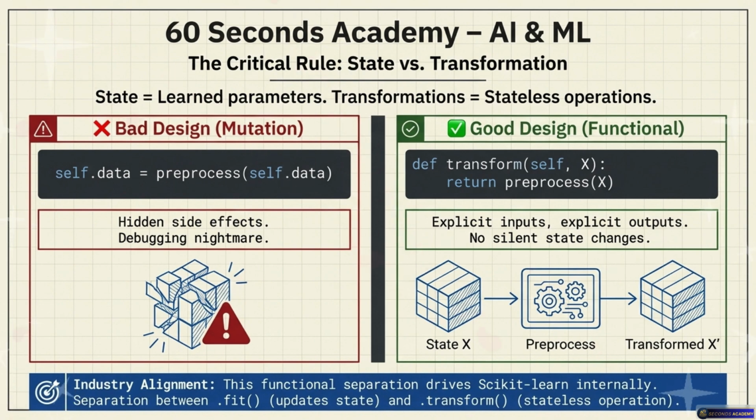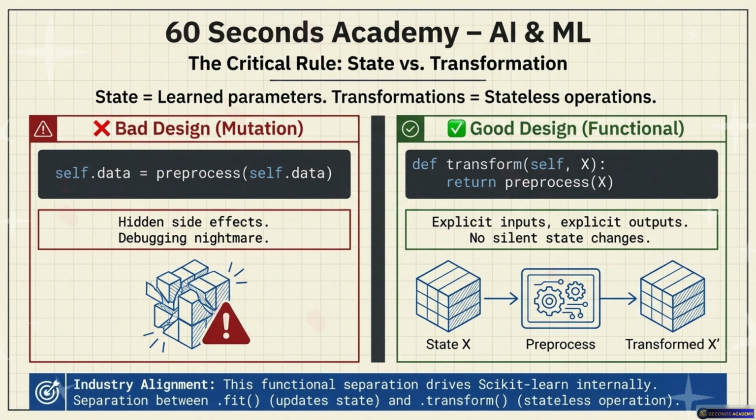For example, writing a method inside your class that says self.data = preprocess(self.data). Oh man, I've totally done that in my early scripts. Mhm. You're actively overwriting the state hidden inside the object itself. And it creates invisible side effects. The data is changing silently inside the object.